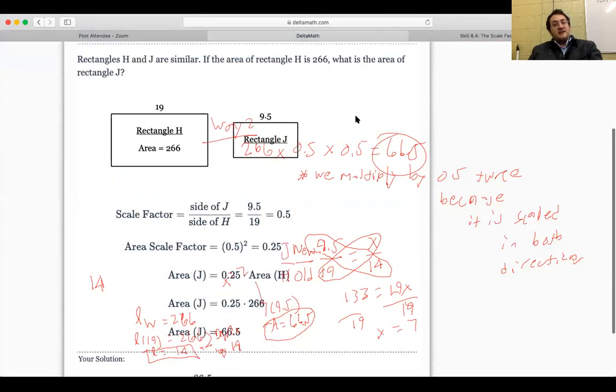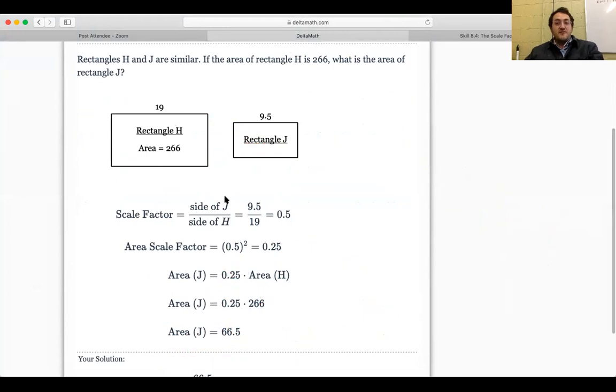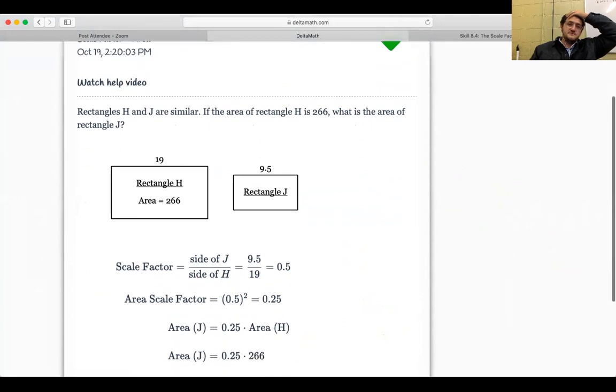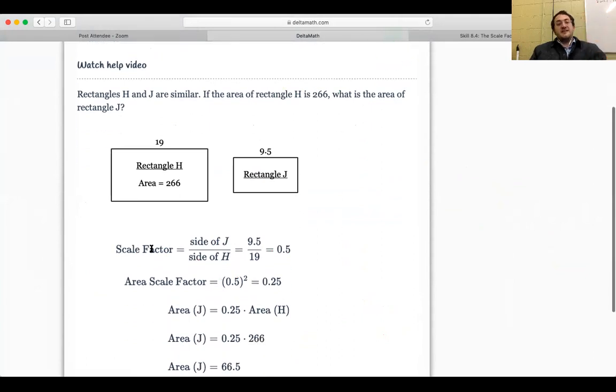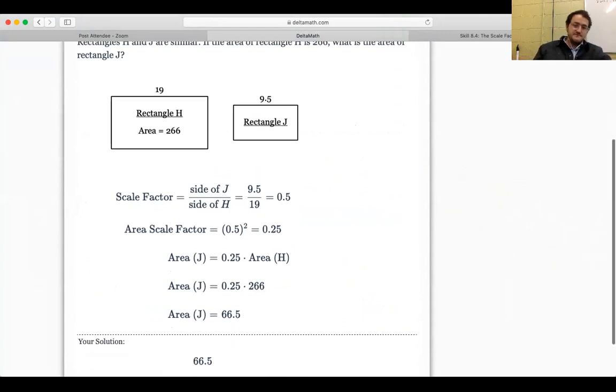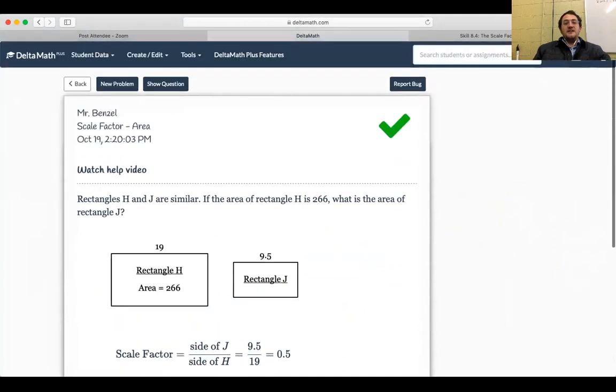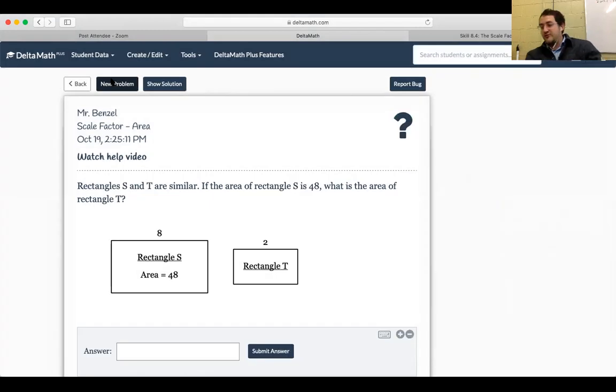So actually, what you can see here, they did the route way. If you look at the answer, they computed the scale factor first, and then they did the area scale factor, which is taking the scale factor twice. And that way you didn't have to do all that crazy work. So let's do the area approach on this one.